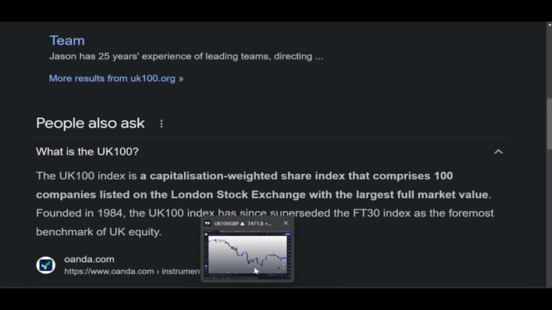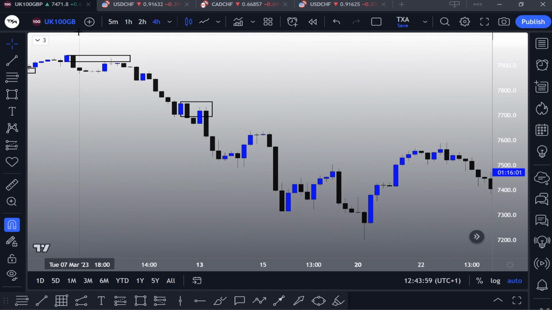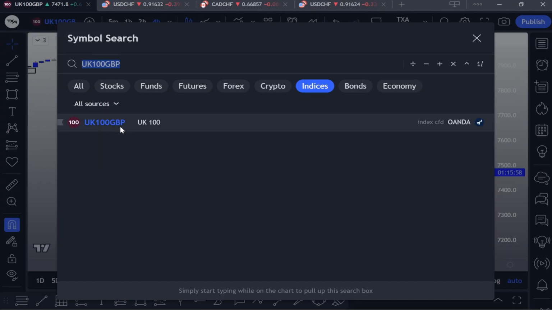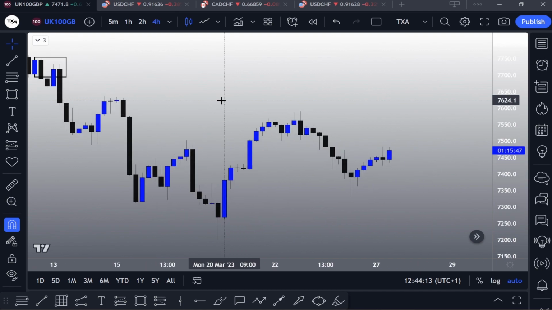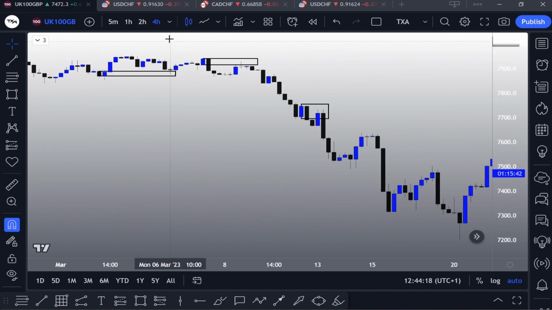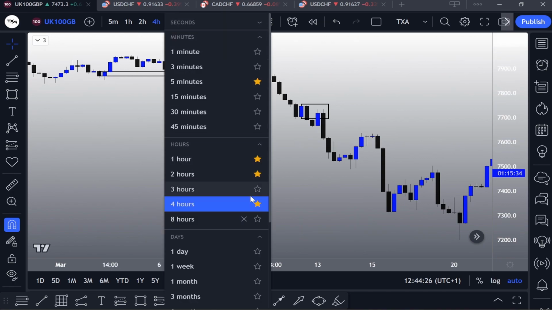So let's go back to TradingView. We are right now on TradingView, and I've already selected UK 100. I use Orlando. They're a very good broker. So UK 100 and the broker is Orlando. You go to TradingView, you select that, and you will have this on your chart. Right now we are on the 4H time frame. For this strategy, you only need 2 time frames. You only need 4H and 1H, nothing else.